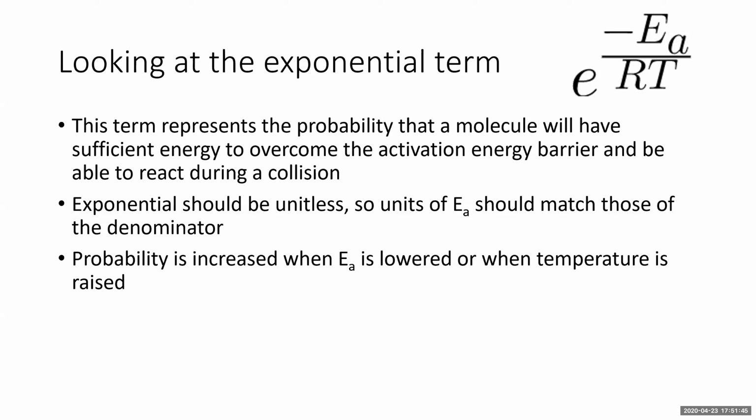As you can see from the term itself, there is a negative sign. So the probability would increase when the numerator is lowered or when the denominator is increased. Since R is a constant, you can only affect EA, activation energy, or temperature. So when activation energy is lowered, the probability of finding a molecule above the activation energy would be greater. And when the temperature is raised, the probability of finding a molecule above the activation energy is also higher.